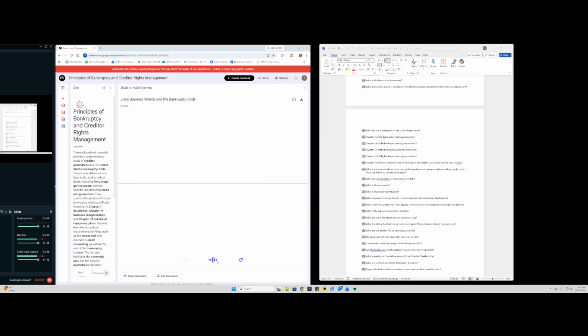So is the homestead exemption, for example, the exemption that the first home would be exempted from liquidation in case of a bankruptcy? Is that the homestead exemption?